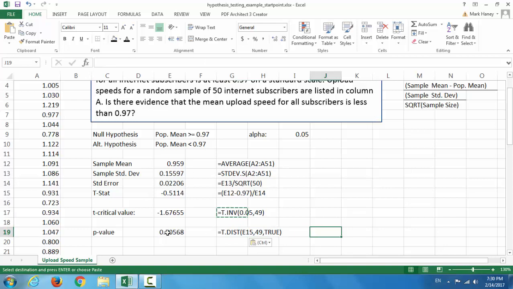So we get 0.30568. What that means is that if the null hypothesis is true and the population mean is greater than or equal to 0.97, we would have a 30% probability of taking a sample of 50 and getting a sample t statistic of less than negative 0.5114. Therefore, it's not so unusual that we got that test statistic. So we fail to reject the null hypothesis, just like we did with the critical value approach. So that's a quick overview of how to do a hypothesis test in Excel.